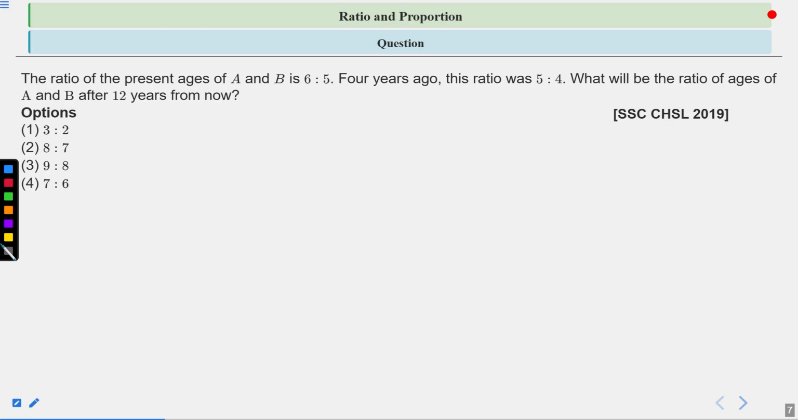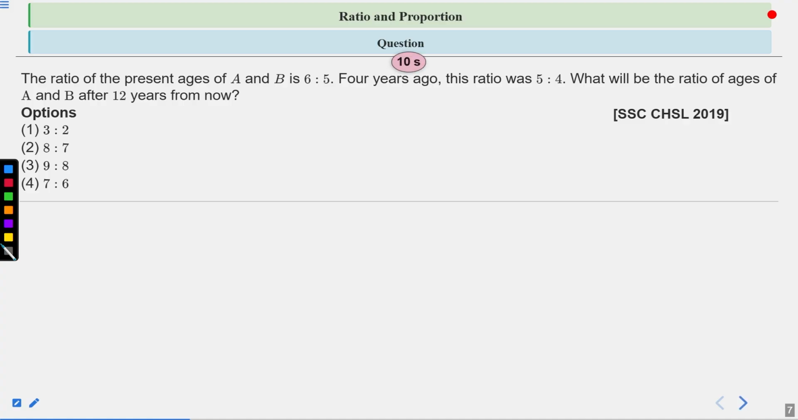The ratio of the present ages of A and B is 6:5. 4 years ago, the ratio was 5:4. What will be the ratio of the ages of A and B after 12 years from now? This question was asked in the SSC CHSL exam 2019. There are four options: first is 3:2, second is 8:7, third is 9:8, and fourth is 7:6.